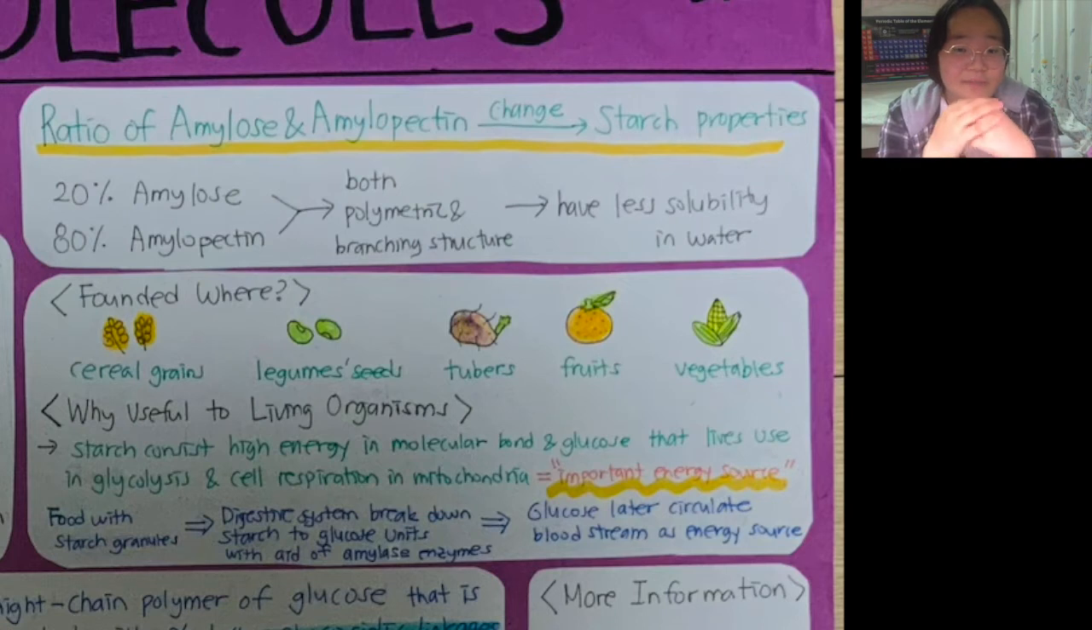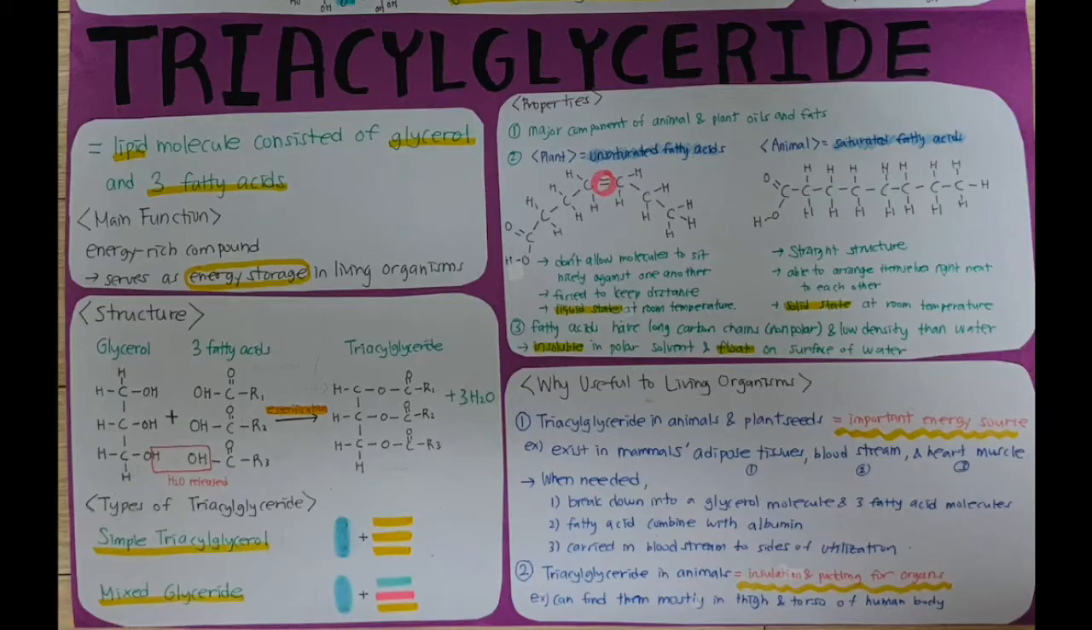As stated earlier, the main function of starch is to store excess glucose for plants. However, as starch is a big molecule consisting of high energy in the molecular bonds and glucose molecules that we use in glycolysis and cell respiration in mitochondria, starch is an important energy source for animals, including humans.